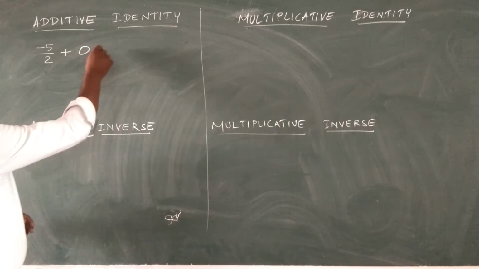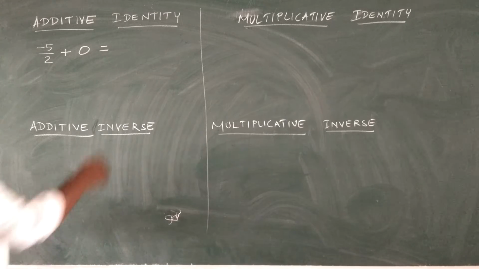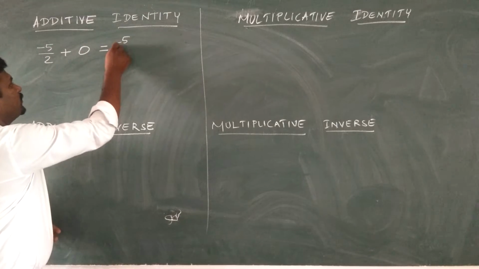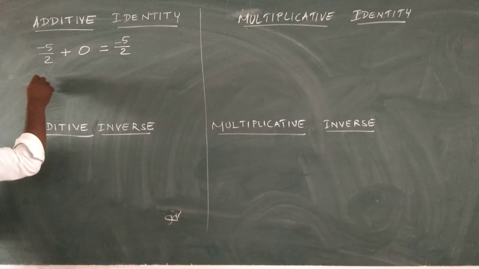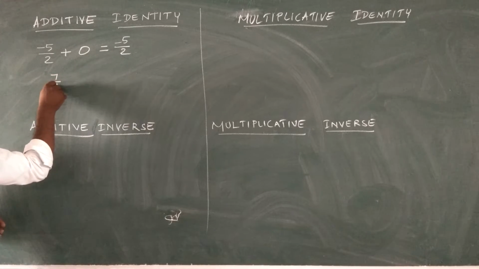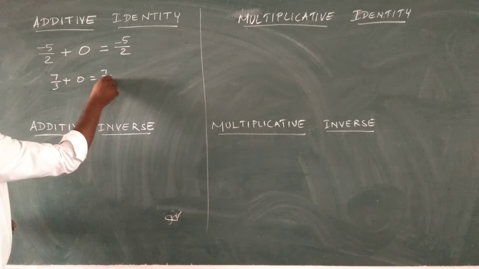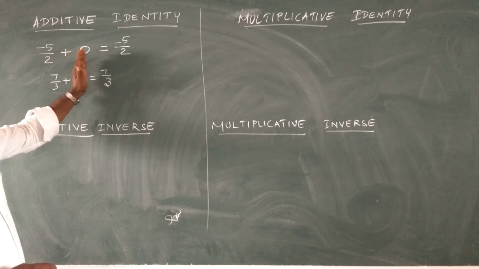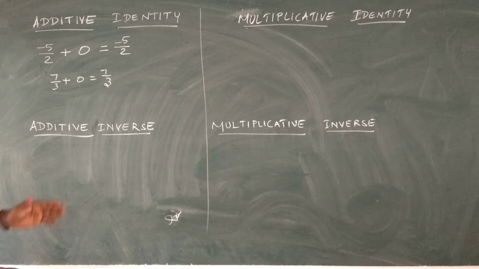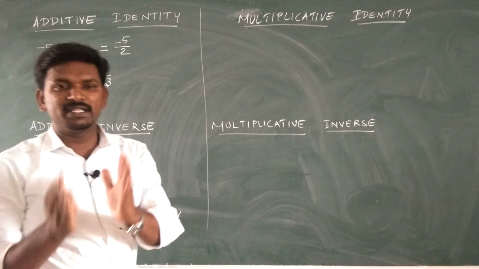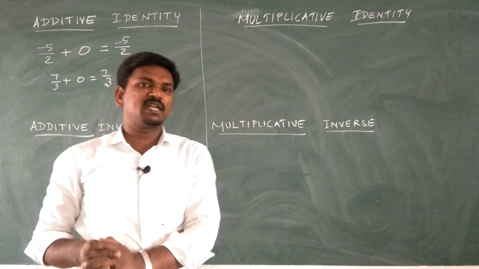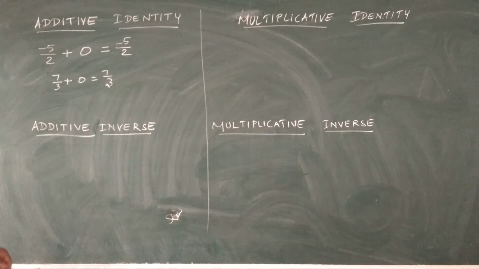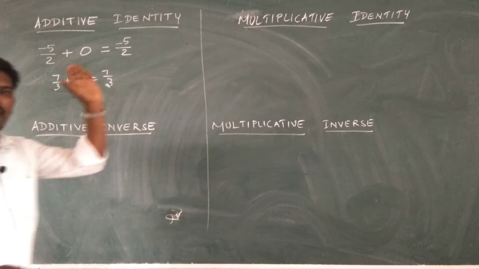Minus 5 by 2 plus 0 is equal to what will it be? Minus 5 by 2. The sum of any number and 0 is the number itself. Another example, 7 by 3 plus 0 is equal to 7 by 3. So if we add any rational number with 0, we will get the same rational number. Therefore 0 is the additive identity of a rational number.